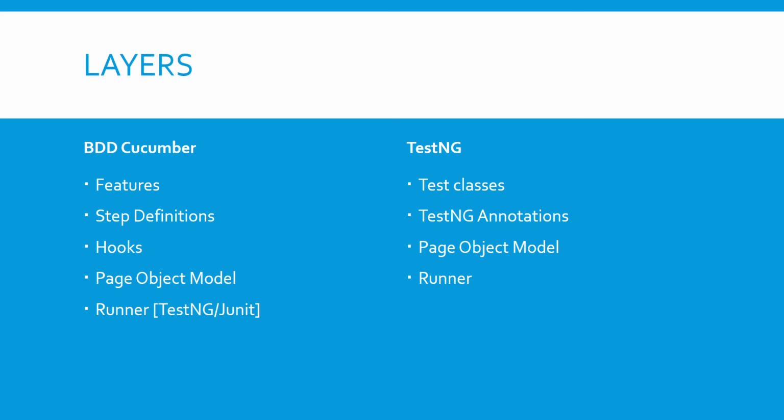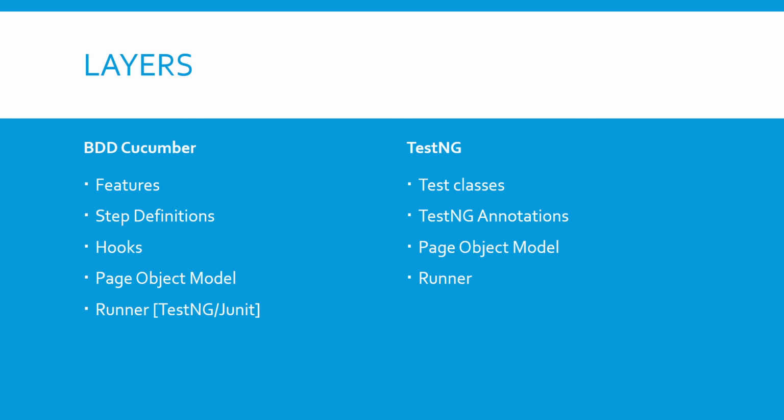Now you need to explain about the layers. If you are working on a BDD Cucumber framework, then you need to tell about feature files, what scenarios are, how to write scenarios, what Gherkin is, and then step definitions, hooks, page object model, and the runner. If you're using TestNG or JUnit, you need to talk about the one you are using. If it is a plain TestNG framework, then you need to talk about test classes, different TestNG annotations, page object model, and the runner. For example, if you're talking about hooks in BDD Cucumber, you should be aware of what is Before, what is After, and what exactly you are using them for.